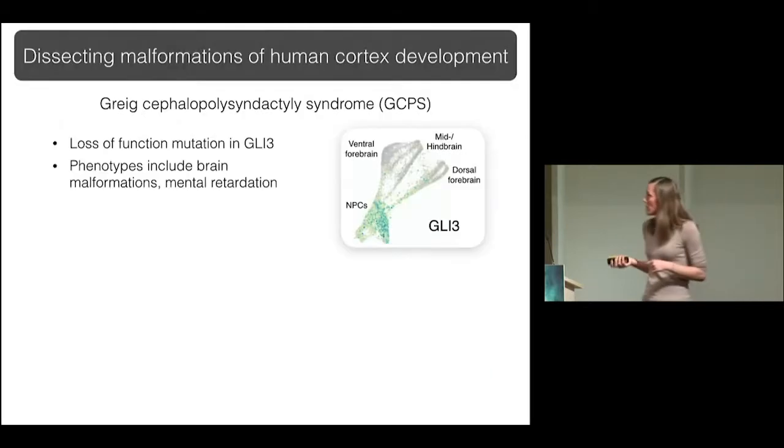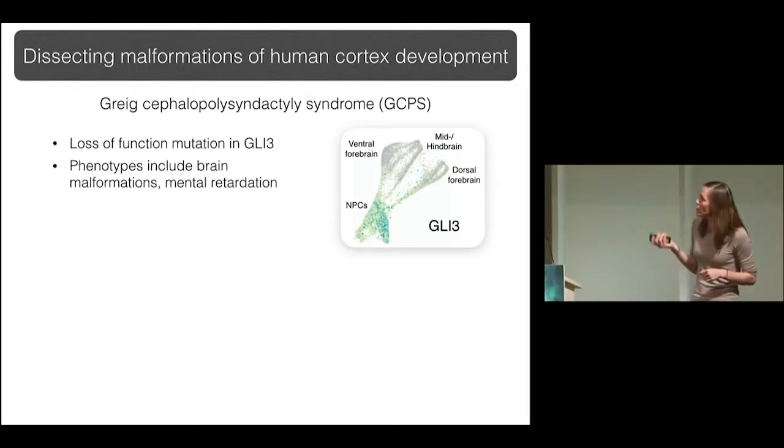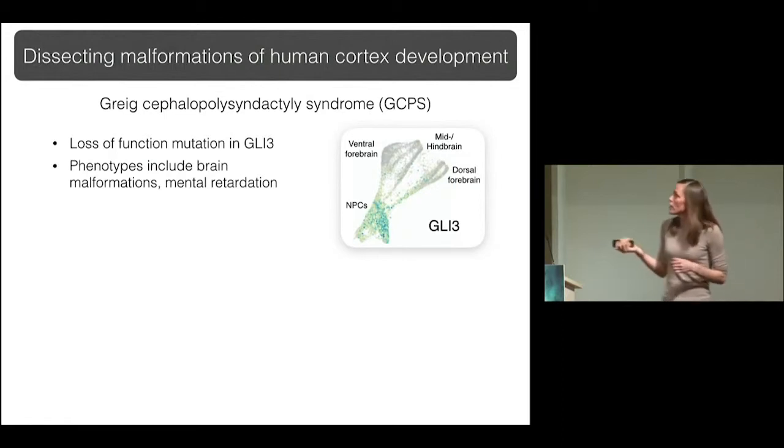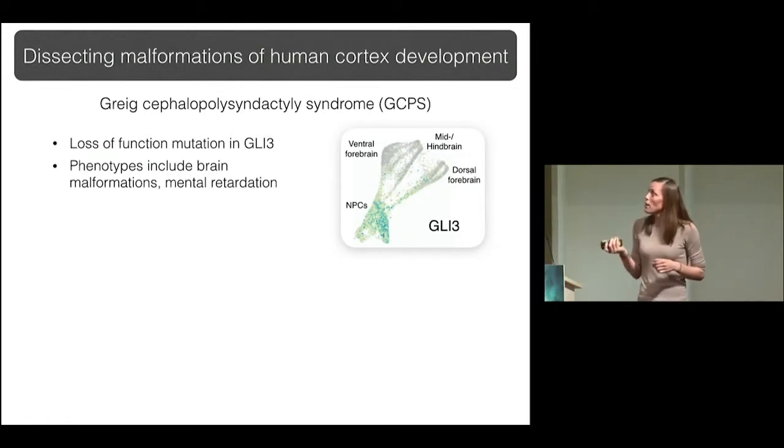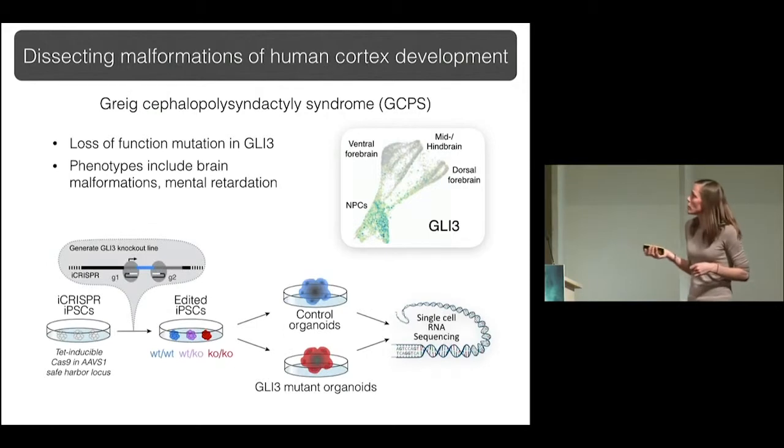manipulate the development. And another disease is GCPS, which is another disorder that induces brain malformations, in particular macrocephaly and phenotypes such as, for example, mental retardation. And it is due to a loss-of-function mutation in GLI3, which is a gene that really is expressed in the progenitors.